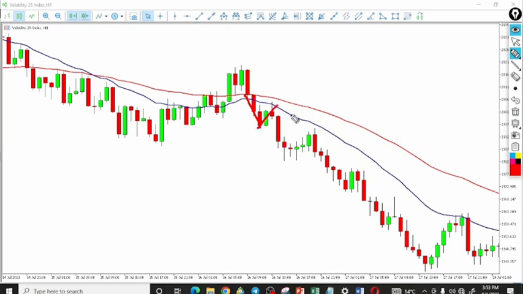It makes a pullback. Now we have the 50 and the 20 in this order, showing a downtrend. Once it shows a downtrend, the next thing is the market pulls back into the 20, doesn't go to the 50 and moves down, and we are waiting for the breakout of this previous zone. So this was the lower low. So once it breaks out, this was your sell position.